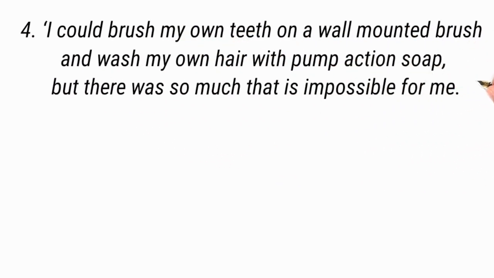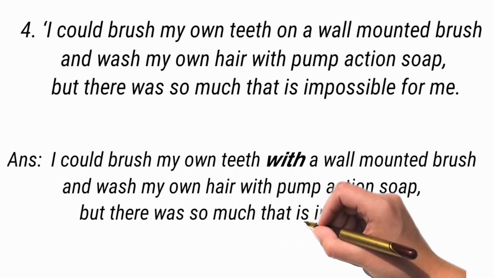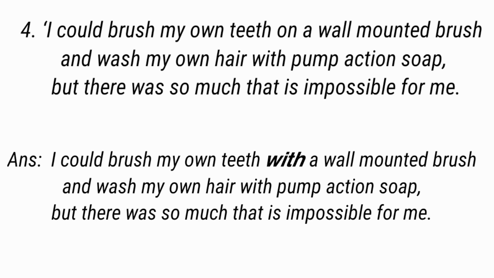Example 4. "I could brush my own teeth on a wall-mounted brush and wash my own hair with pump action soap, but there was so much that is impossible for me." Let us see this sentence. A wall-mounted brush is a noun phrase. Before this phrase, the wrong kind of preposition, on, is used. It should be replaced by with.